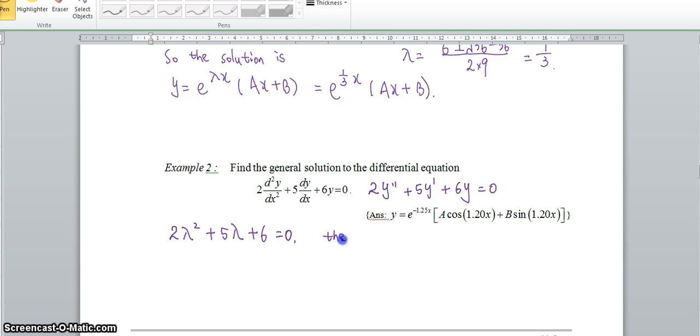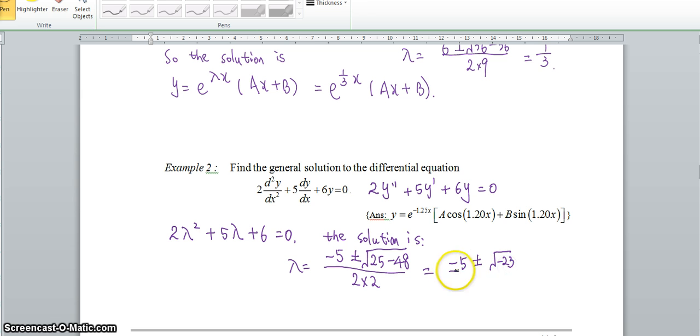And the solution is going to be lambda equal to negative b, which is negative 5, plus or minus root b squared, 25, minus 4ac. So it's 4 times 2 times 6, which is 48, divided by 2a, which is negative 5 plus or minus root negative 23 divided by 4. Let's pause for a second.